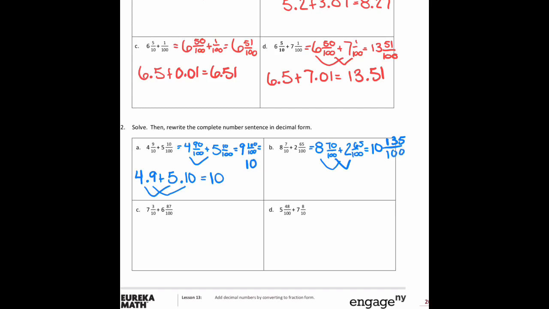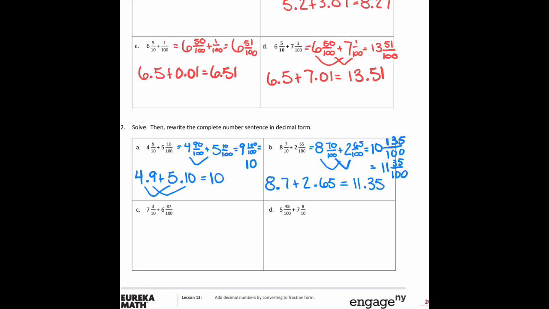So that's hundredths, which is going to be greater than 1. So when I change that, if I take out 100 hundredths for another whole, I'd actually get 11 and 35 hundredths left. And if I did this in decimal form, it would be 8.7 plus 2.65, which would give me 11.35 in the end.